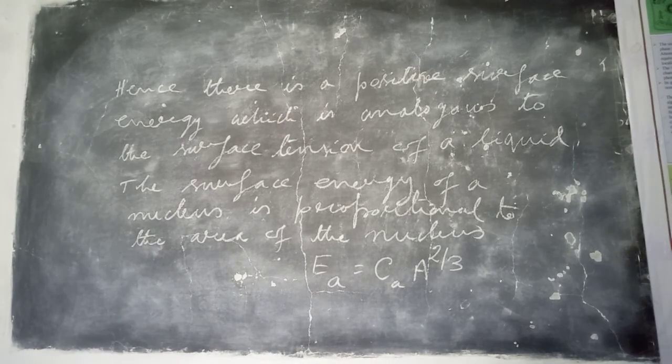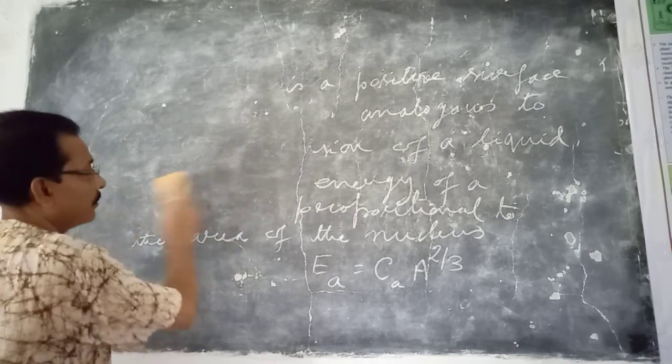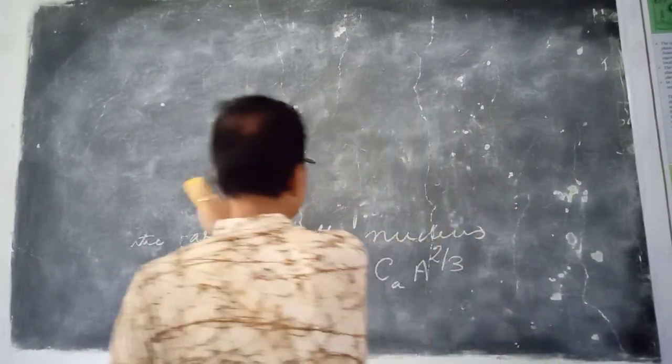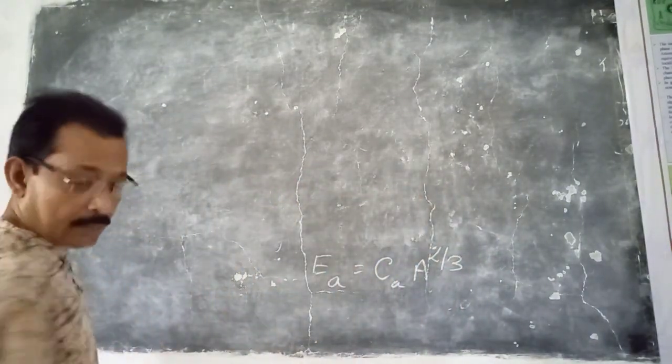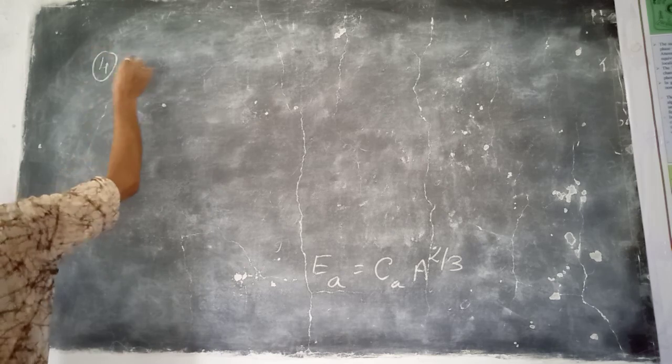Now these are the most important terms in the nuclear semiempirical binding energy formula. But besides these, there are another two terms, which are the symmetry effect and the pairing effect. The fourth one is the symmetry effect.